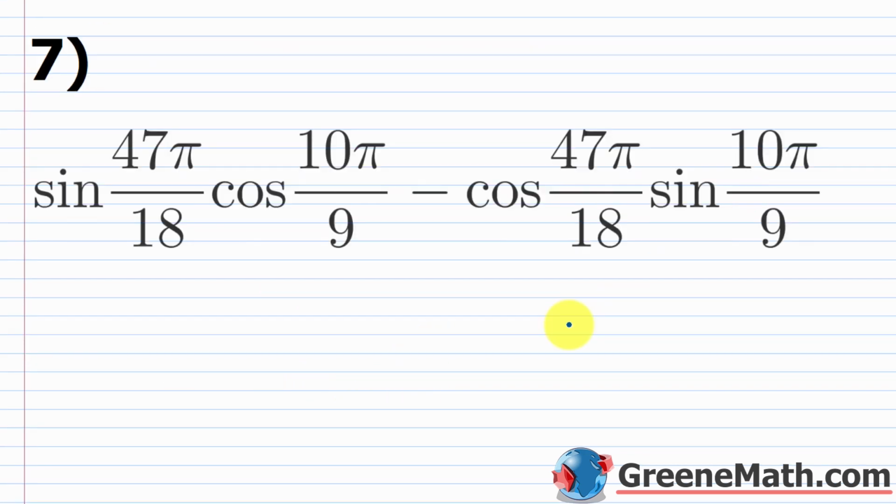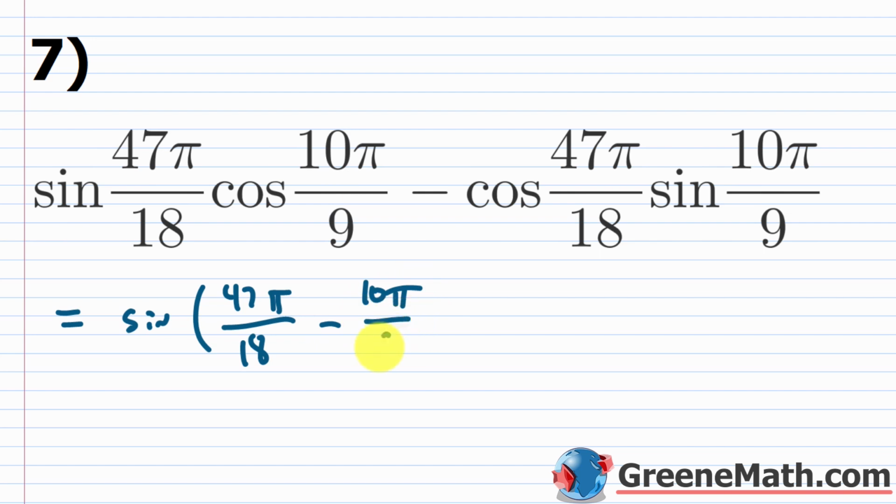All right, let's take a look at problem 7. So here we have the sine of 47 pi over 18 times the cosine of 10 pi over 9 minus the cosine of 47 pi over 18 times the sine of 10 pi over 9. So realize that this is just your difference identity for sine in reverse. So let's say this is equal to the sine of, I'm going to take the first angle, so 47 pi over 18, then minus the second angle, so 10 pi over 9.